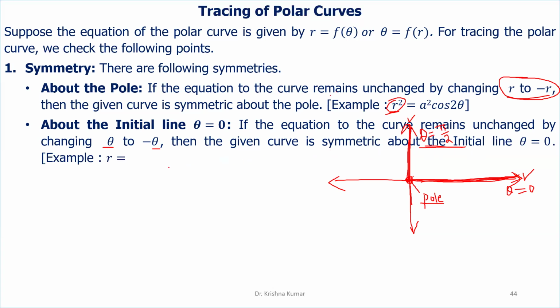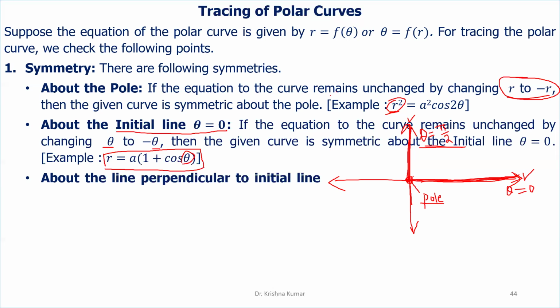For example, r equal to a times 1 plus cos theta. So here, if we replace theta by minus theta, cos of minus theta is again cos theta. So the equation of this curve will not change by replacing theta by minus theta. So we can say that this curve is symmetric about the initial line theta equal to 0.